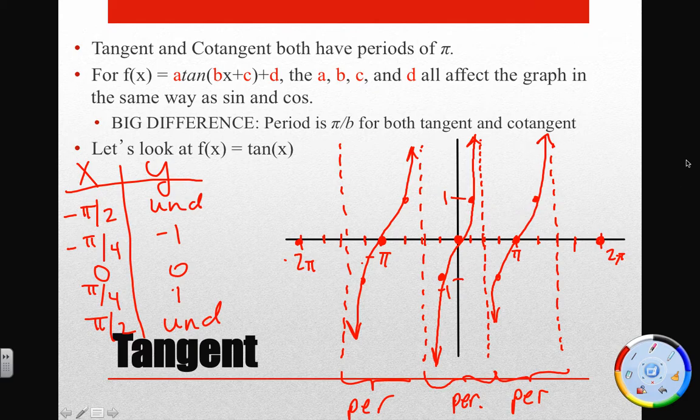Now what I want to point out is this 1 right here has to do with the A. My A was 1, so I went up to 1 and down to negative 1. My period was pi, and it's centered on the y-axis. So let's look at a slightly more complex version. Let's look at 2 tangent of 2x, might as well.